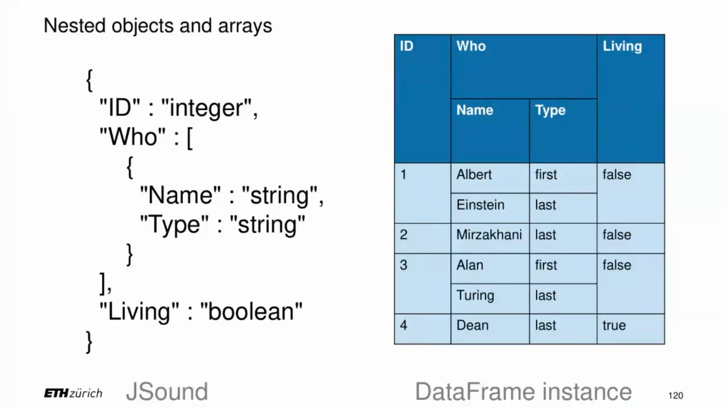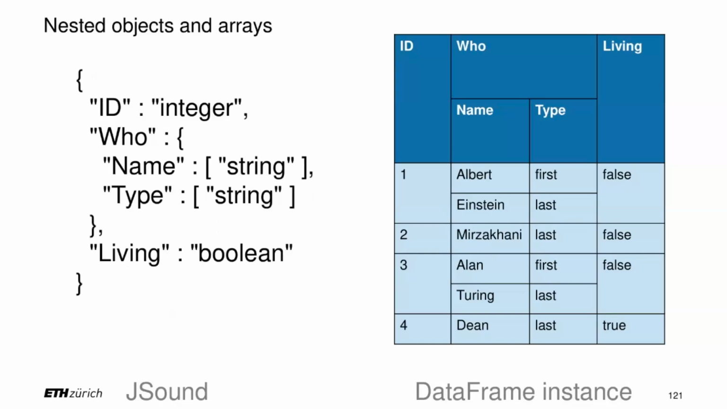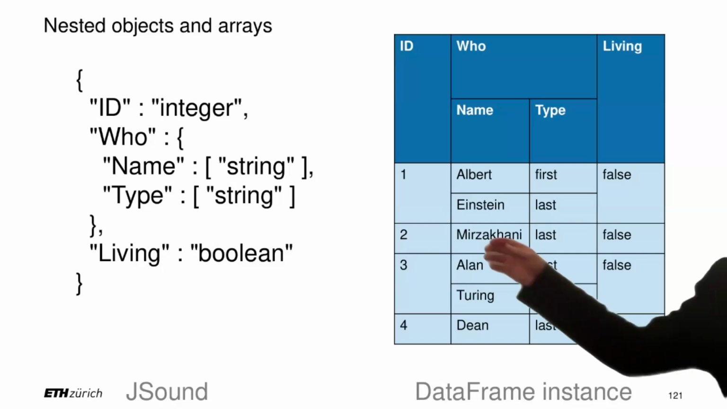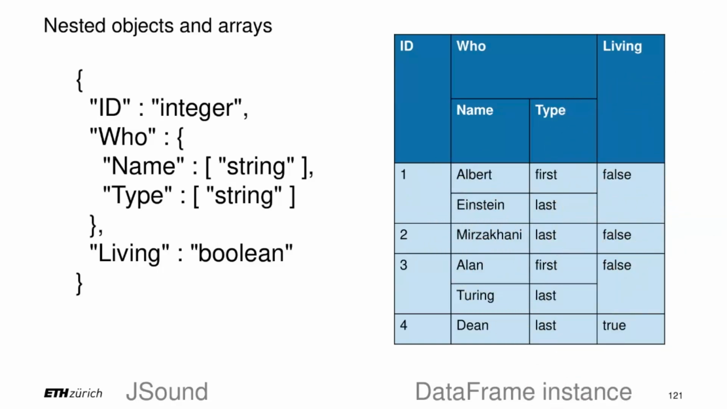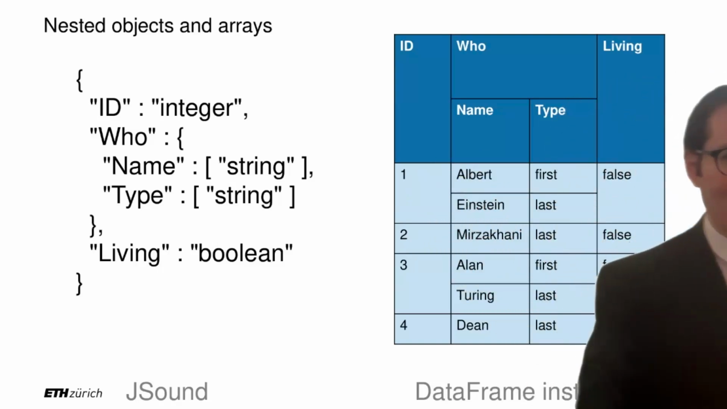But there is a subtle difference: here, you basically have always a pair of name and type, but here the two arrays could have different lengths. So you could have, for example, 10 names and 5 types. Okay.